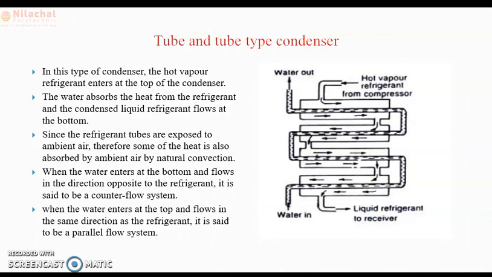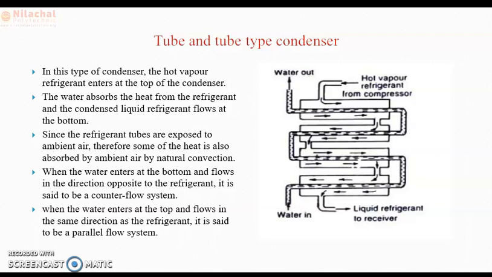This double tube type condenser consists of a water tube inside a larger refrigerant tube. In this type of condenser, the hot vapor refrigerant enters at the top and the water absorbs the heat from the refrigerant and condenses it, and the liquid refrigerant flows out at the bottom. Since the refrigerant tubes are exposed to the ambient air, some heat is also absorbed by the ambient air by natural convection. Here some portion is open to the atmosphere, so some heat will be transferred.